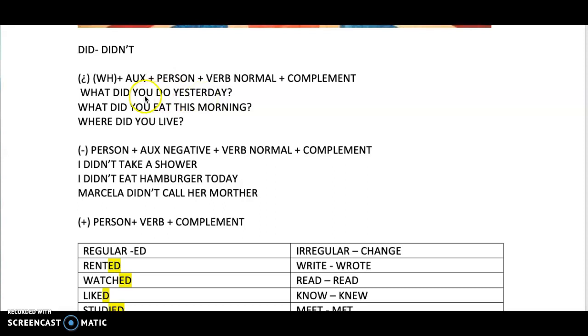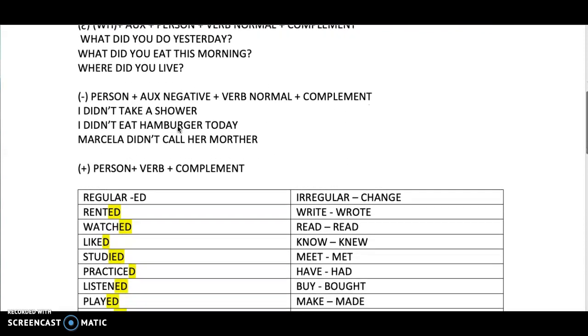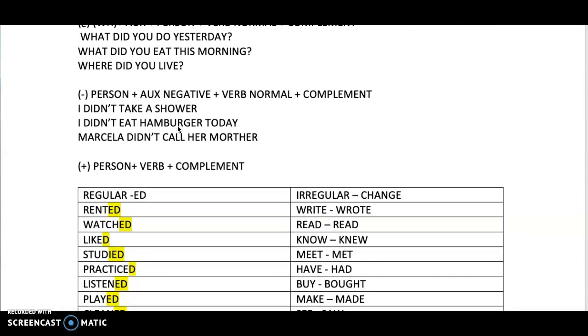Very good. Now, we have this example. What did you eat this morning? ¿Qué comiste esta mañana? Or, other example, where did you live? ¿Dónde viviste? Excellent, guys. Now, we continue with the negative form.